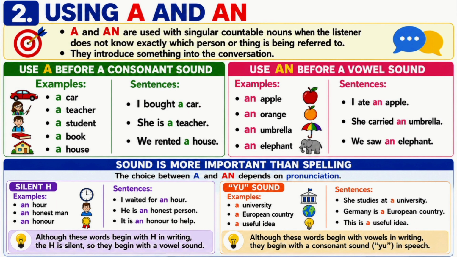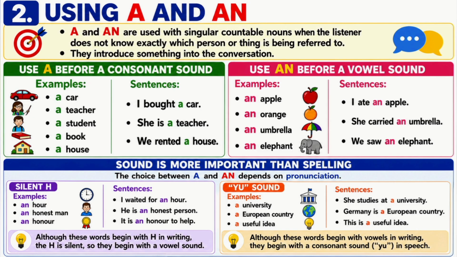Now let's learn how to use a and an. A and an are used with singular countable nouns when the listener does not know exactly which person or thing we are talking about. In simple words, they introduce something into the conversation for the first time. Use a before a consonant sound. For example, a car, a teacher, a student, a book, a house. Sentences, I bought a car. She is a teacher. We rented a house.